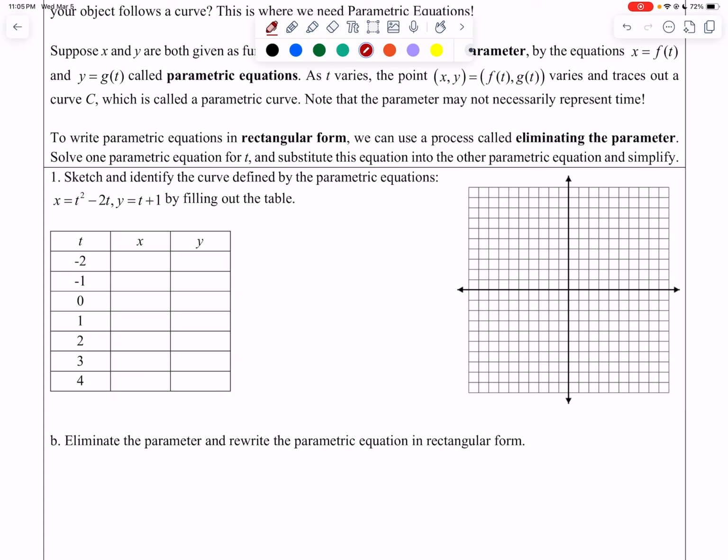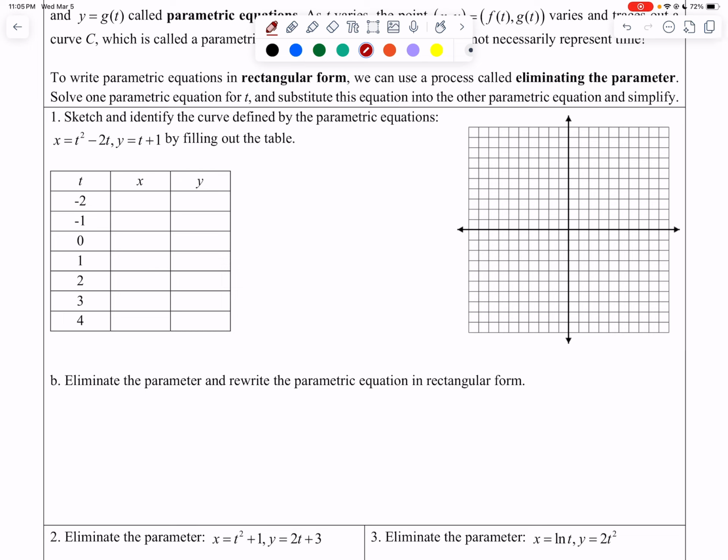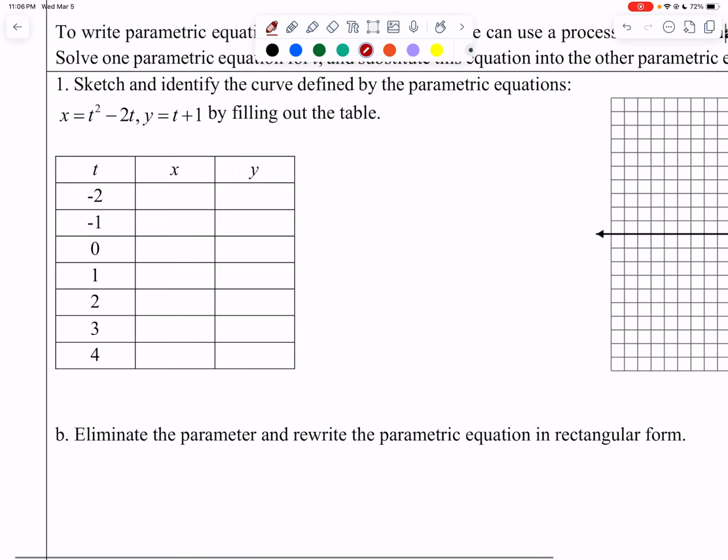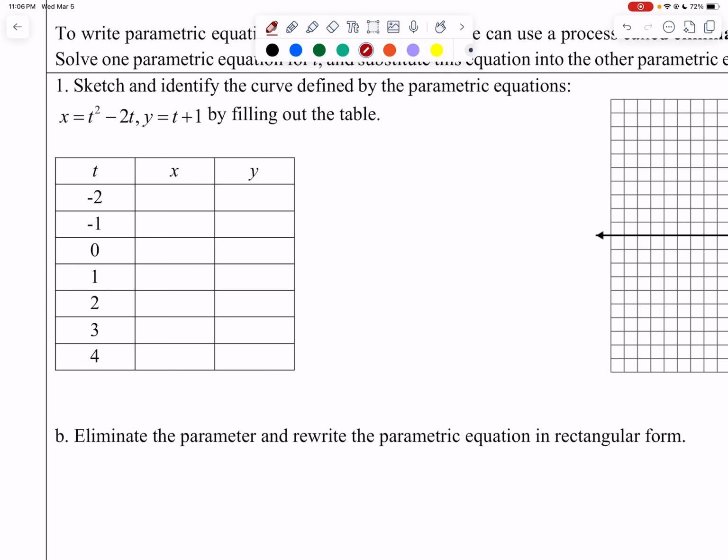So for number one, we are going to go ahead and sketch this parametric equation where x is equal to t squared minus 2t, y is equal to t plus 1, and t is being controlled as -2, -1, 0, 1, 2, 3, 4, and calling it a day. If I were to actually evaluate this, I'm going to get x values of 8, 3, 0, -1, 0, 3, 8. Make sure that you verify that that actually works. Same thing here for y: I'm going to get -1, 0, 1, 2, 3, 4, 5.